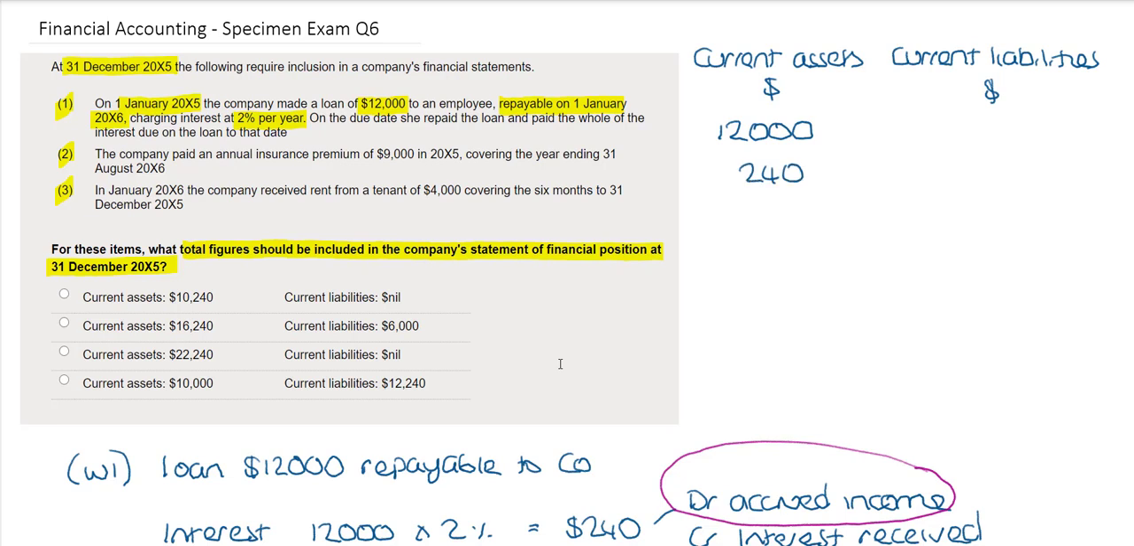In our second issue, it tells us that the company paid an annual insurance premium of $9,000 in 20x5, covering the year ended to the 31st of August 20x6. So once again, we can set up a working, and this time we should use a timeline so that we can see what's going on within the year.